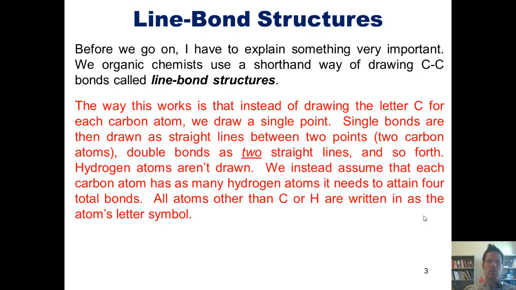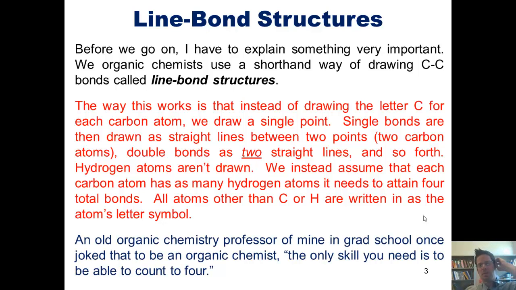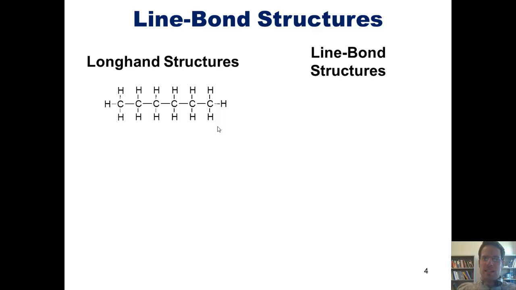We instead assume that each carbon atom has as many hydrogen atoms as it needs bonded to it to attain 4 total bonds. All atoms other than carbon or hydrogen are written in as the atom's letter symbol. An old organic chemistry professor of mine in grad school once joked that to be an organic chemist, the only skill you need is to be able to count to at least 4. So let's look at these examples.